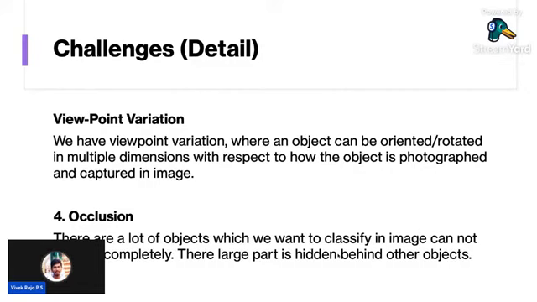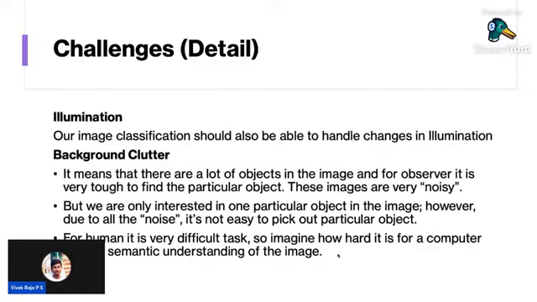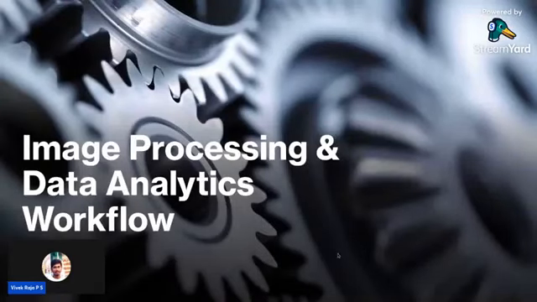So that's called occlusion. And illumination is the brightness which needs to be handled. And background clutter is about how noisy that image is. Like there might be a lot of unnecessary or semantic understanding which is not required for that particular image, but you still want to go and identify it. So we need to remove those background clutters so that we can focus on the image which we are trying to identify. So these are the challenges which we are trying to address here.